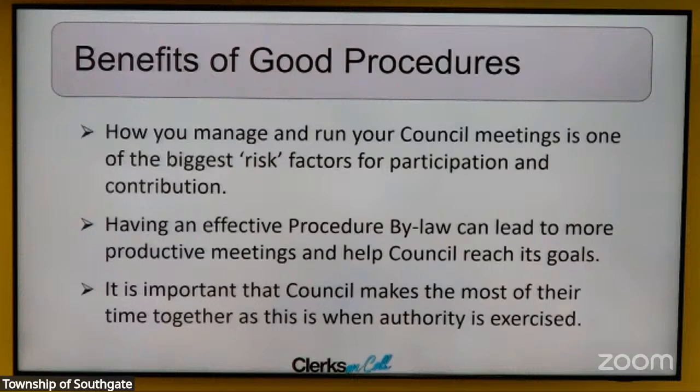How you manage and run your council meetings is really one of the biggest risk factors for participation and contribution. And having robust procedures may help council set a positive tone for your meetings. You should be able to expect transparent, accessible, and legislatively sound proceedings at council and committee meetings, and a good procedure bylaw will lay the groundwork for that to happen. And it's important that council makes the most of your time together, as this really is the time when your authority is being exercised. It's essential to recognize that the way meetings are conducted can significantly impact engagement levels. So investing in good procedures is a strategic move that pays off in the long run.